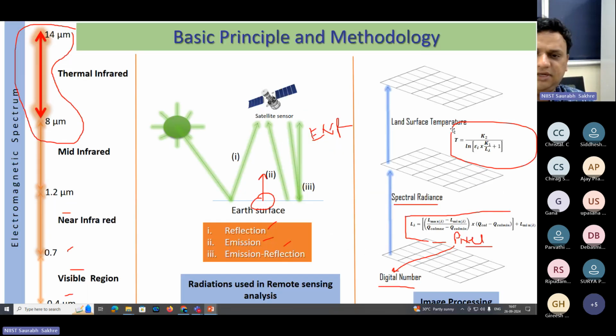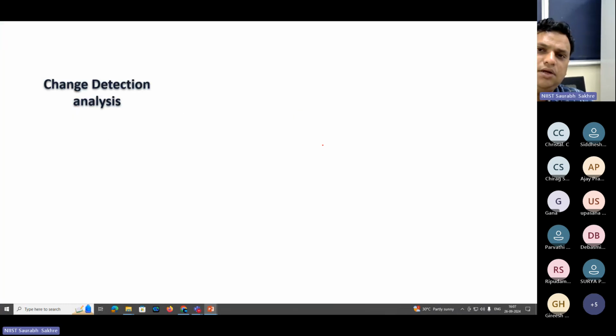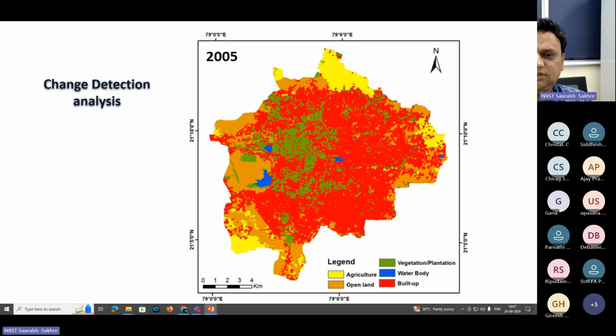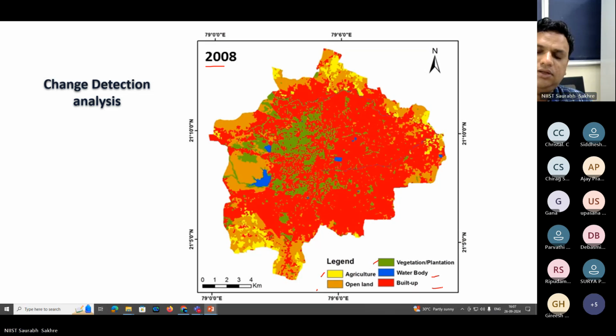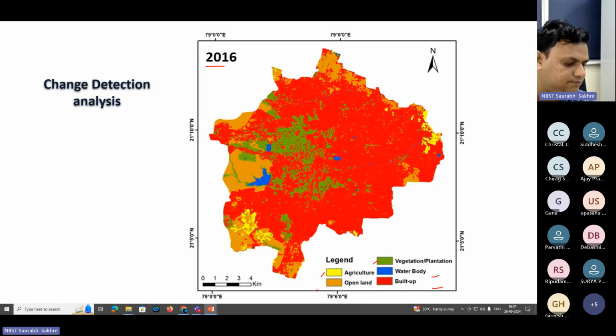Now in this case also my study area was Nagpur city because I was situated in Nagpur. You can see here the places, roads, railways, etc. The first thing we have done is carry out change detection analysis. This is the land use land cover map of 2005, which was categorized in classes like agriculture, open land, vegetation, water body and built up. And this is 2008, 2010, 2016.